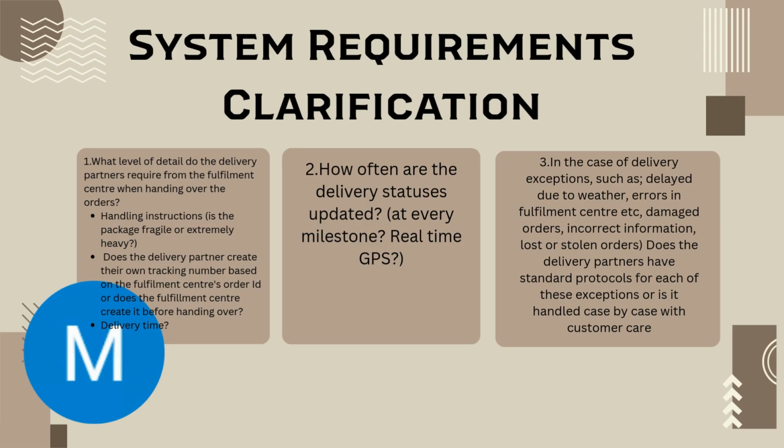In order to fully understand the delivery process and to aid the delivery partners within the system, we need to clarify several things, such as what level of detail delivery partners require from the fulfillment center when handing over the orders. Handling instructions: is the package fragile or extremely heavy? Does the delivery partner create the tracking number or does the fulfillment center create the tracking number? How often are the delivery statuses updated? At every milestone or in real time?